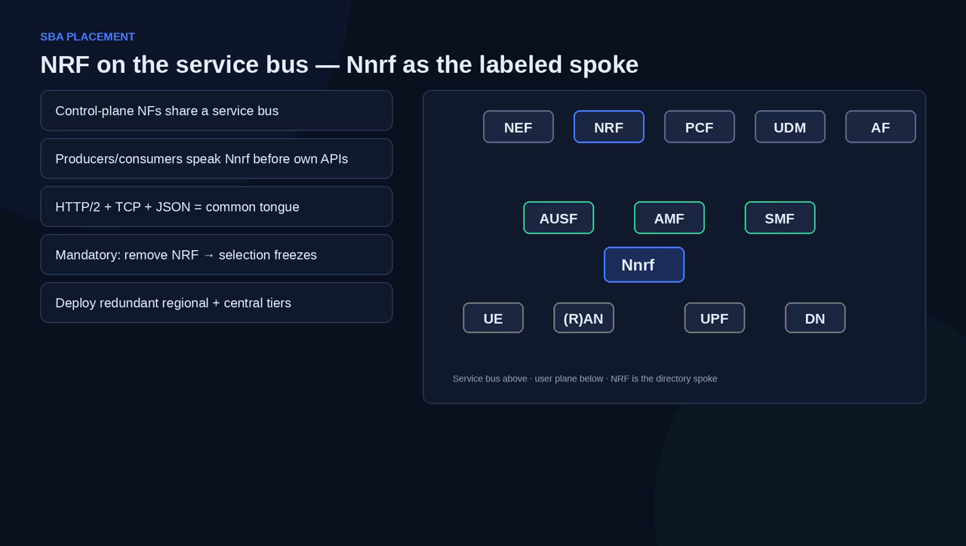If you remove the NRF, you do not merely lose a nice-to-have directory, you remove the first step of selection for the entire SBA. Operators therefore deploy NRF in redundant regional and central tiers, exactly as the T-Mobile style federation showed, so the mesh can still find itself under failure and growth.